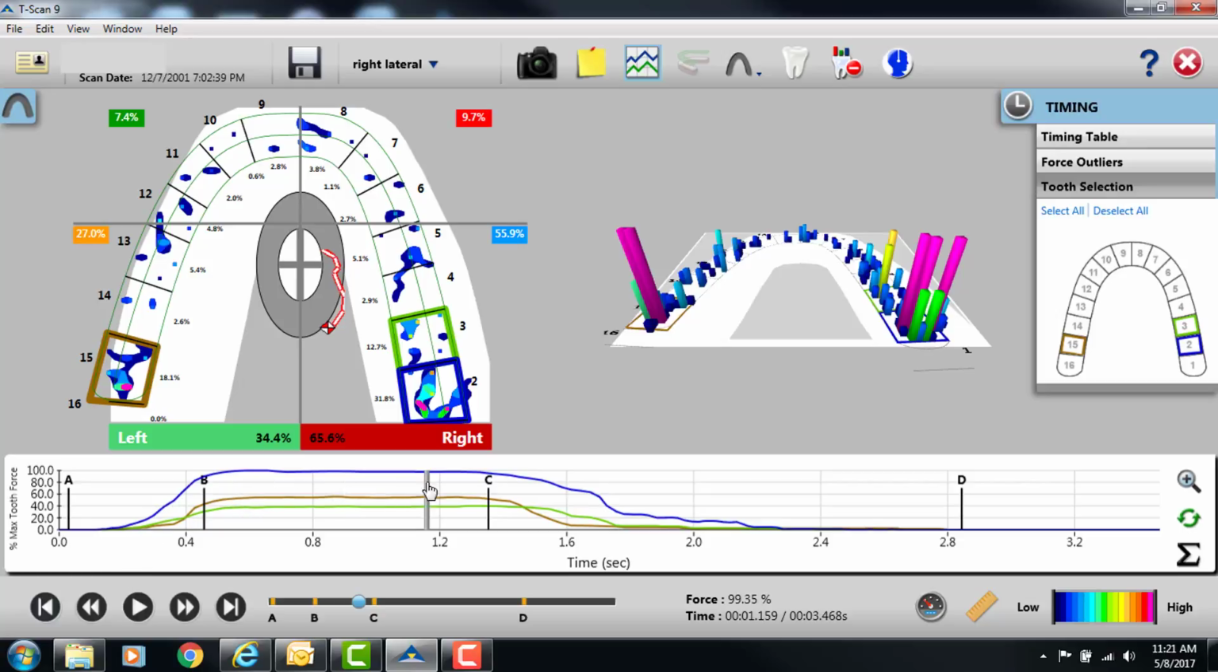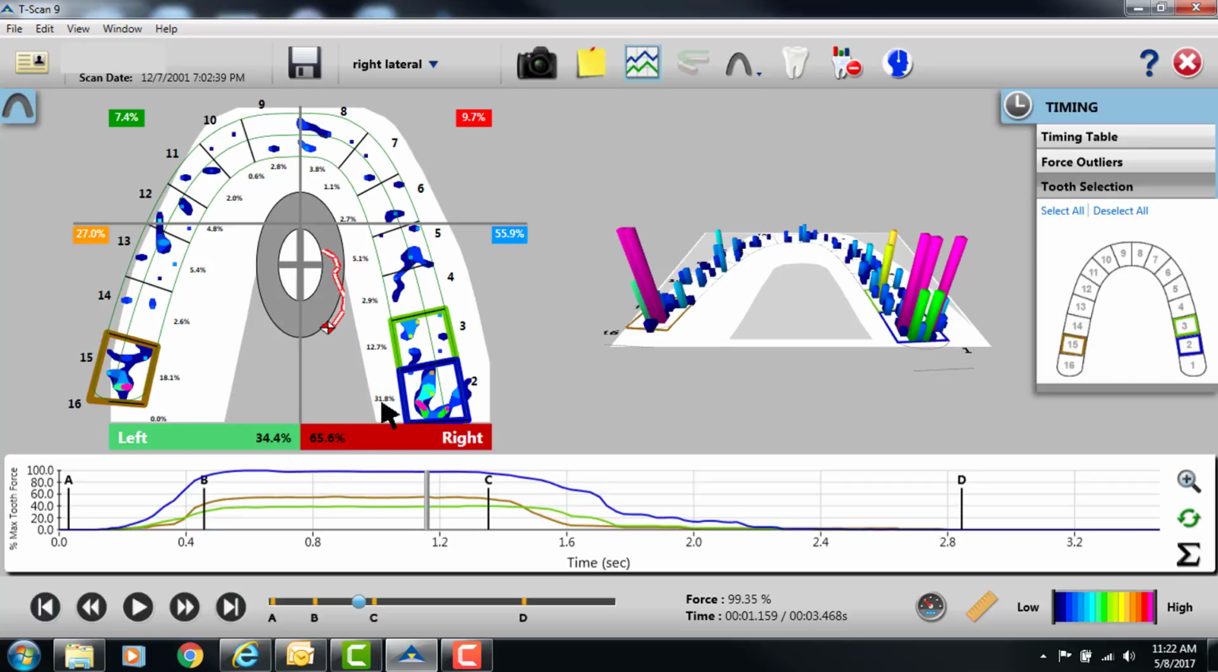show me those 3 teeth in relationship to each other, and we can see that the dark blue, which represents tooth number 2, is the highest total force, and it's actually probably about 50% more force than both 3 and 15, give or take some percentages. You can also identify that through the percentages on 2, 3, and 15.